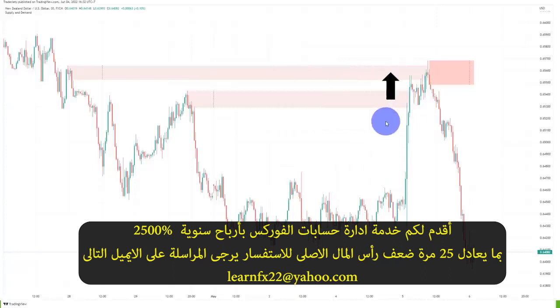And a lot of traders who are impatient, which most traders are, will not wait for the market to make the push. They see that, oh, there is a little bit of a reaction here.